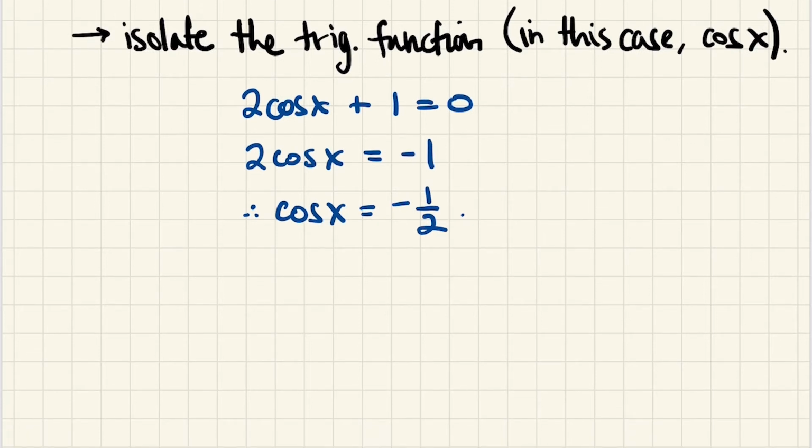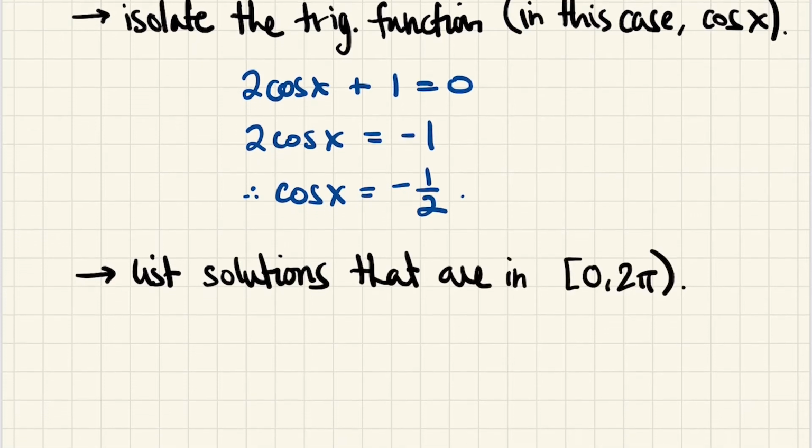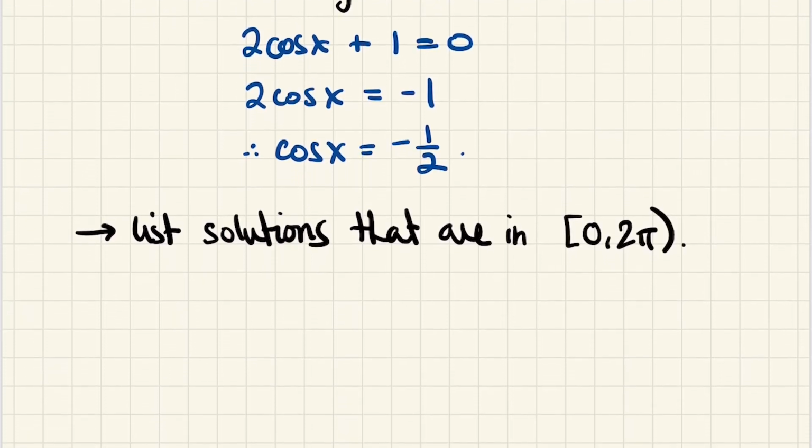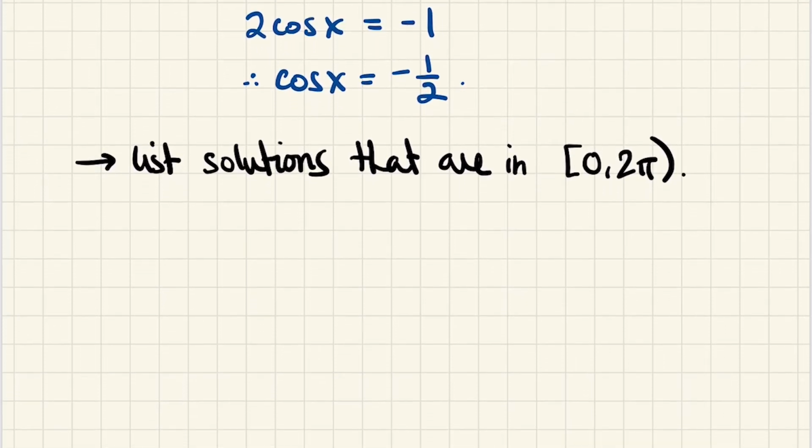Okay, once you have the trigonometric function isolated, the next thing to do is to list the solutions that are between 0 and 2 pi. So basically, these are the angles in the unit circle from 0 to 2 pi whose cosine value is -1/2. Now, I like to visualize this with a chart of the quadrants. So we have quadrant 1, quadrant 2, quadrant 3, and quadrant 4.